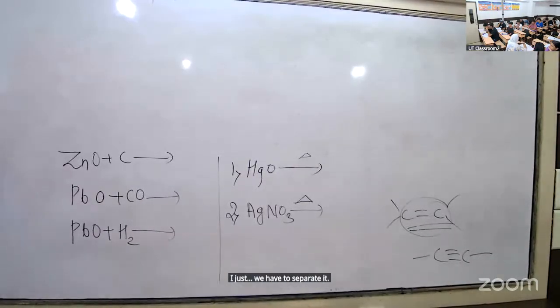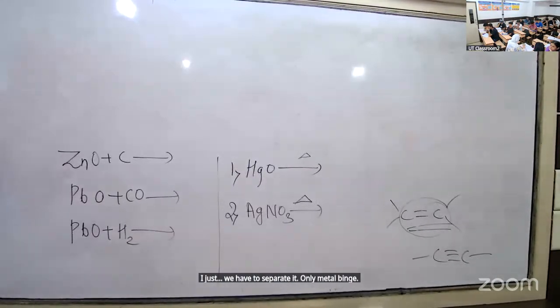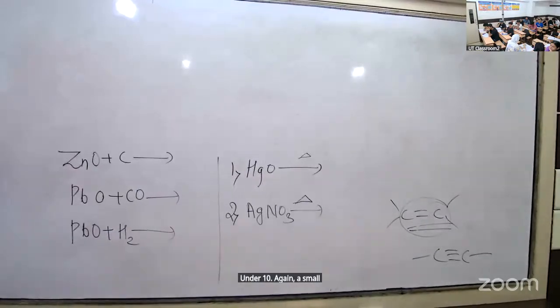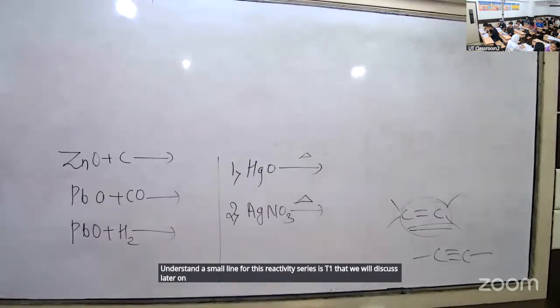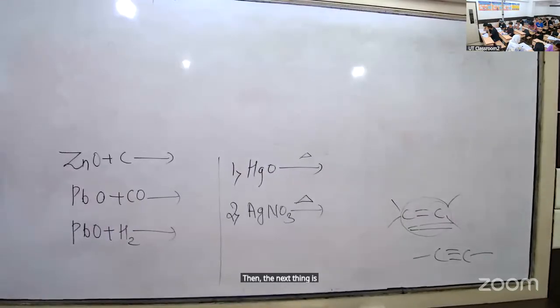Only metal we need. Under that, again a small line for this reactivity series is given that we will discuss later on. But at home, please make this table, metal and metal ore. Then the next thing is metallurgy.